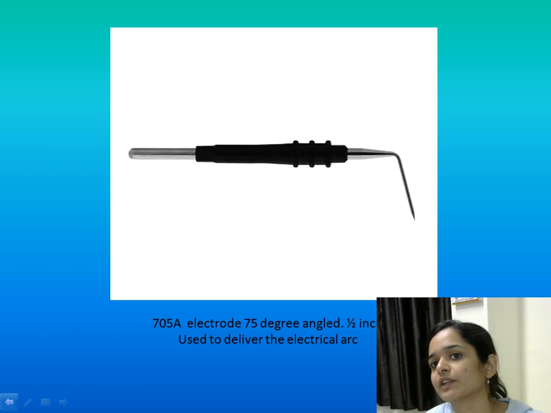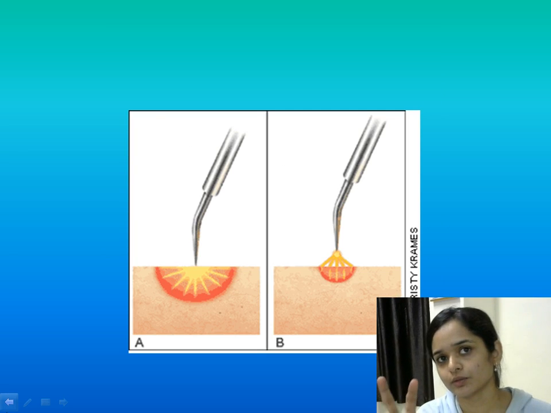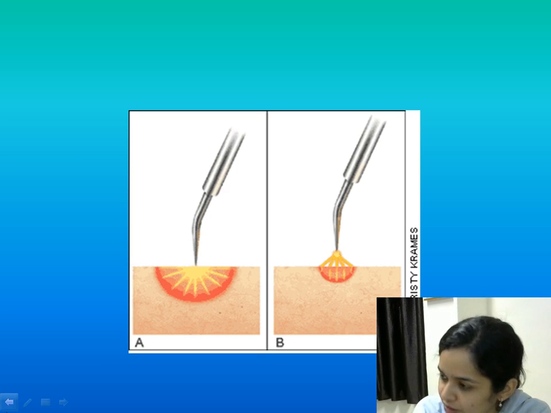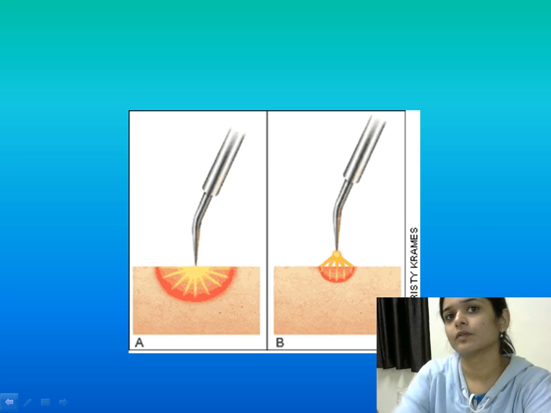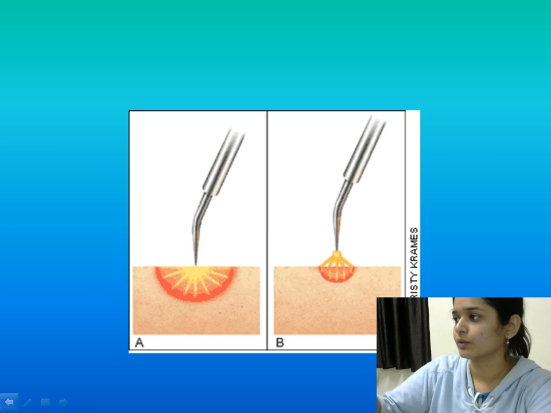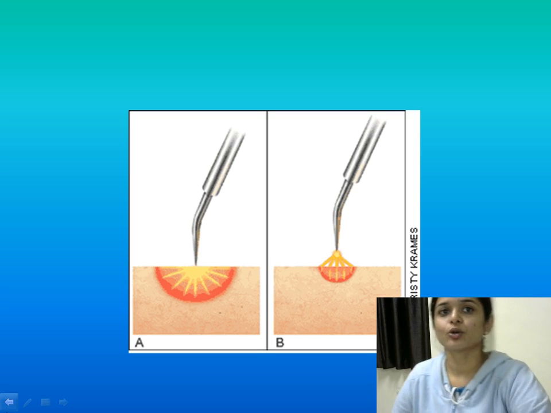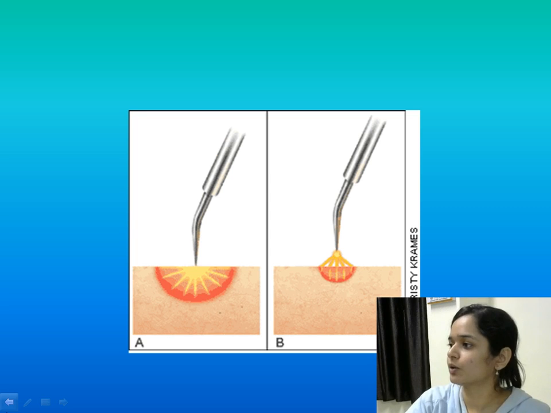705A, 75-degree, half inch. Now there are two modes of usage of this type of electrode. One is electrodesiccation, when you touch the tissue with the electrode, and one is where the arc is delivered. The electrode is slightly away, 1 mm away from the tissue, and an arc is delivered. So what we do in pulpotomy is we touch the electrode momentarily.